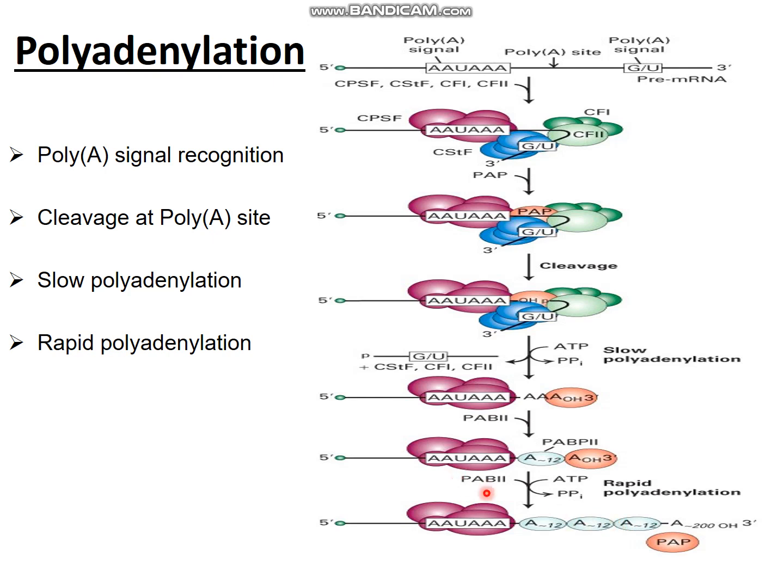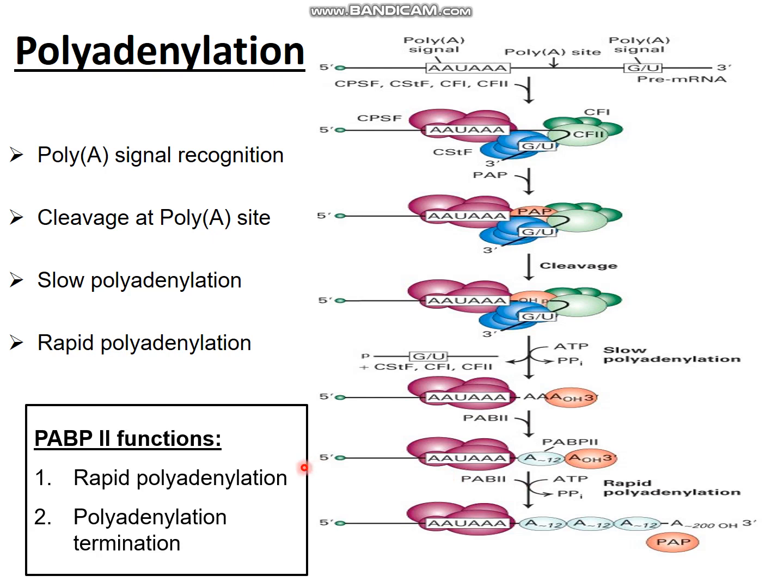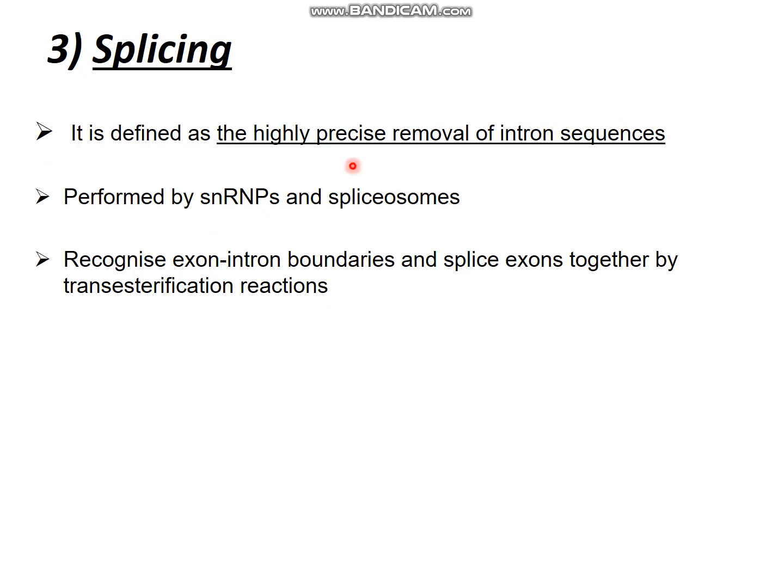Therefore, we can say this PAB2 has mainly two functions. The first, it causes a rapid polyadenylation, and the second, it causes polyadenylation termination. Now let's study the third post-transcriptional modification, which is splicing, or the splicing of exons.